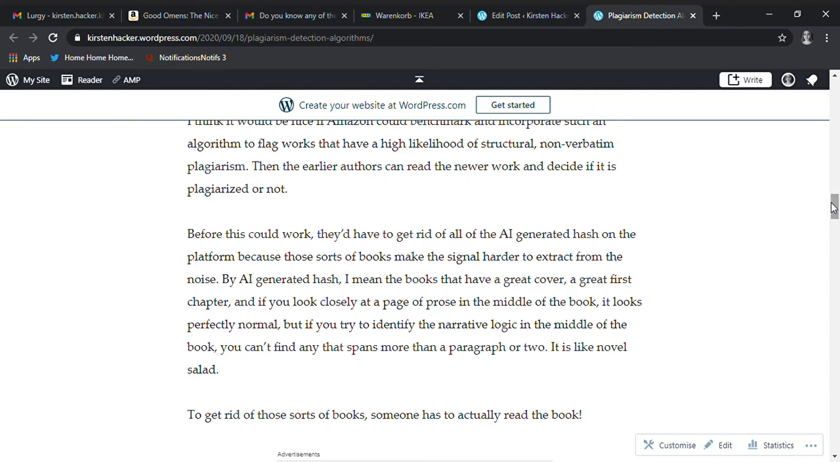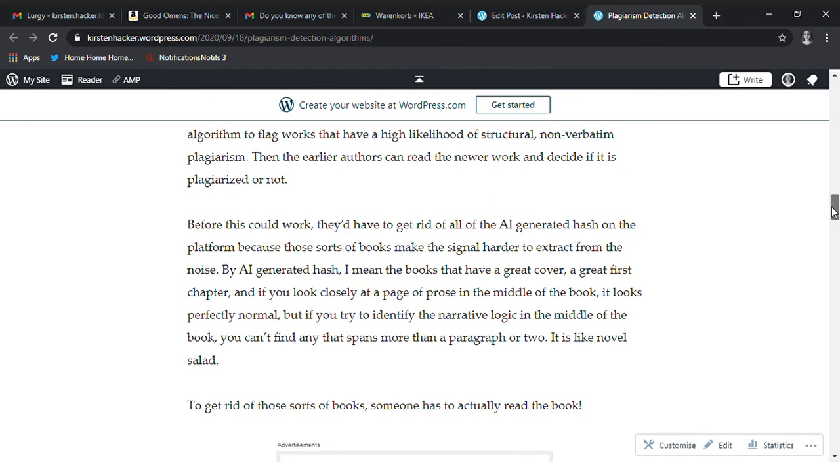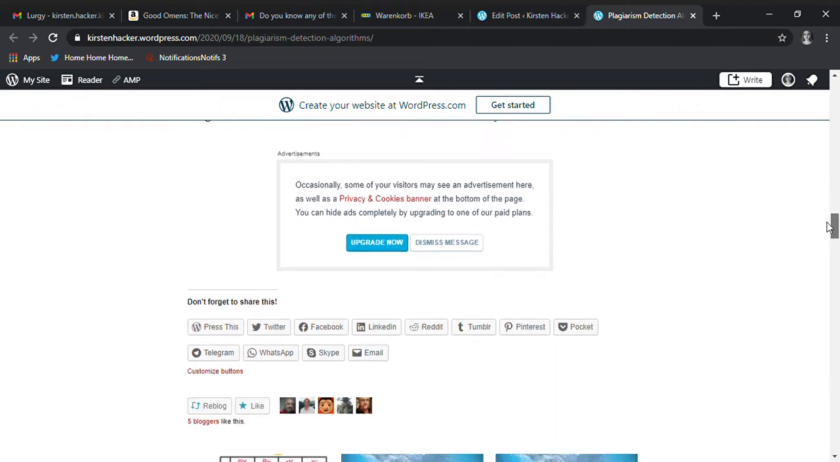but if you try to identify the narrative logic on a page-to-page basis, you can't find any that spans more than a few paragraphs. It's like novel salad, and there's already software on the market that people are using to create these sorts of books. They're perfect for money laundering. So once they get rid of all of that, which I think they will because Ingram has made them illegal, we will have a workable system.